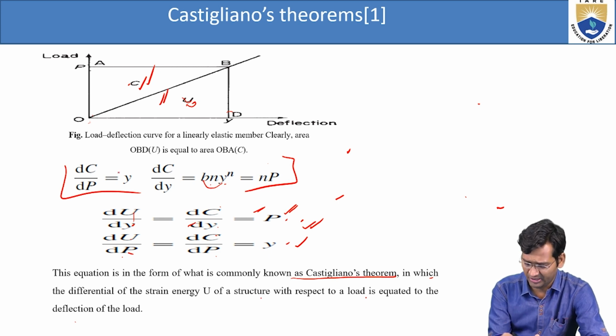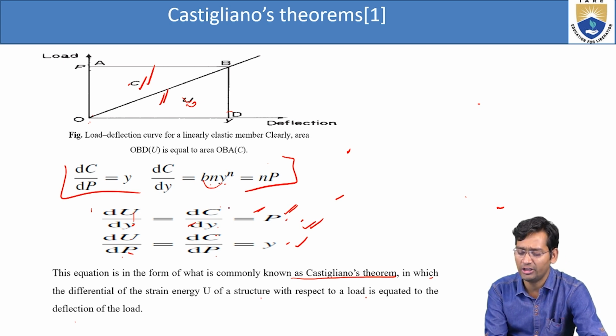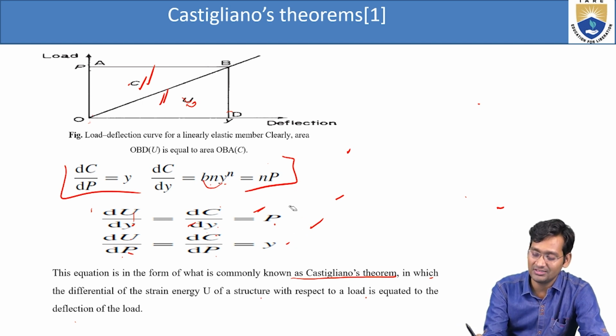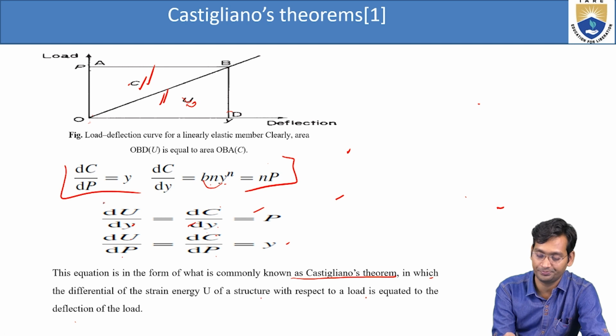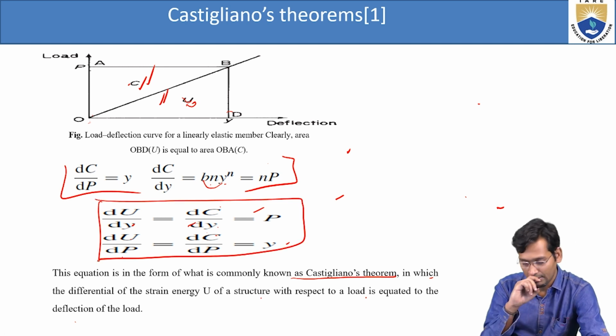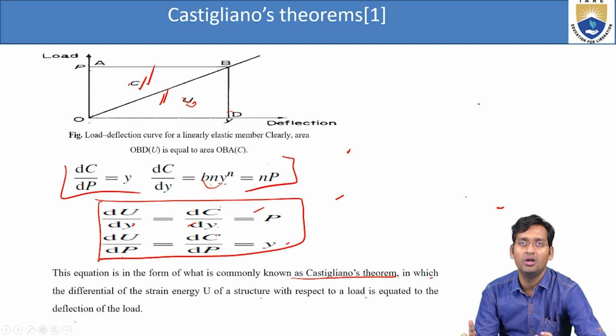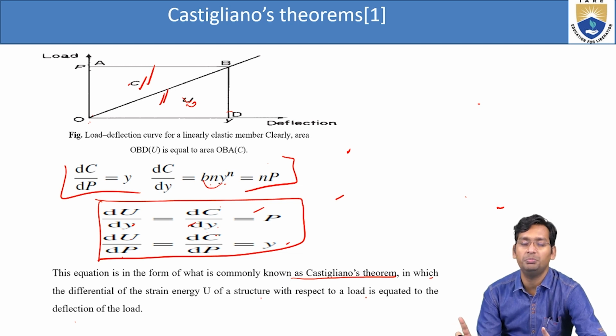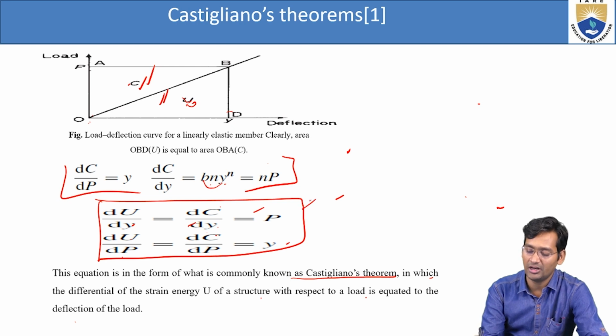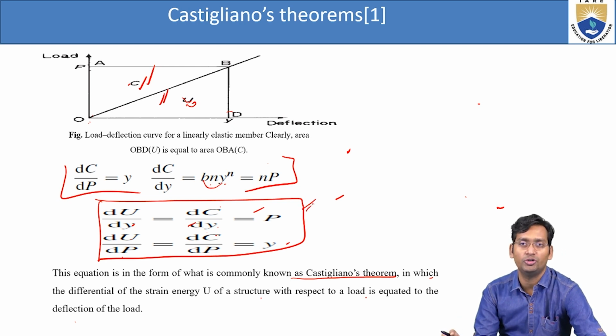So after comparing all four, what you will get? dU by dy equals dC by dy equals P, and dU by dP equals dC by dP equals y. So this is the Castigliano equation, right, for n equals 1. Remember, in the general energy method, P equals B y to the power n. In that, if n is 1, then that equation becomes the Castigliano theorem. And that's why the Castigliano theorem is valid only for linearly elastic material. Okay?